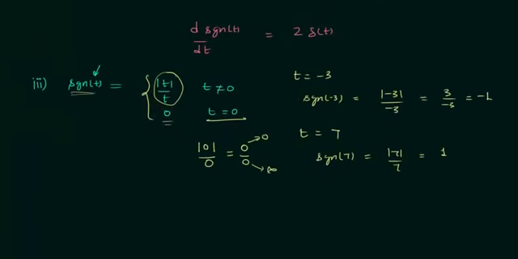Now we will discuss the last property, property number 4. In the fourth property, if you differentiate mod t with respect to t, it will be equal to signum t, and this is true only when t is not equal to 0.